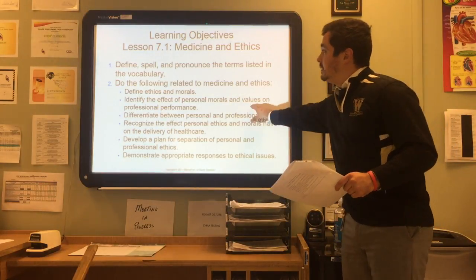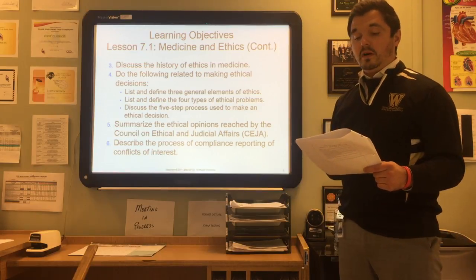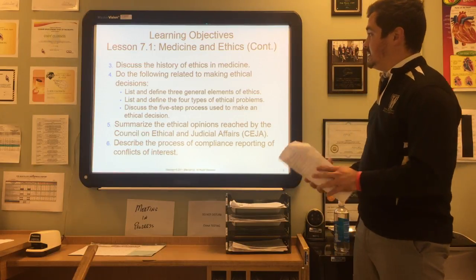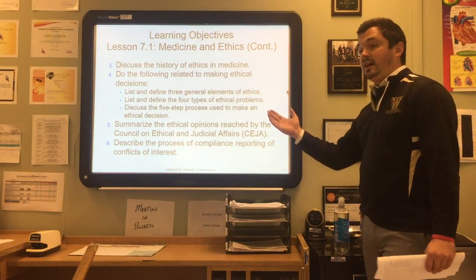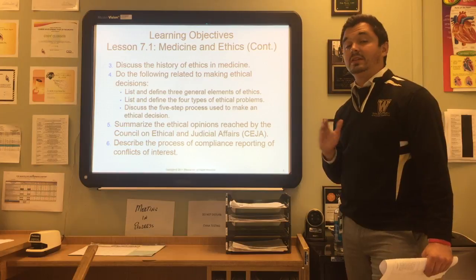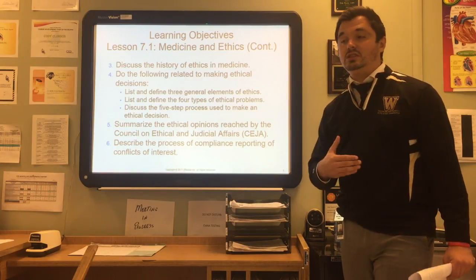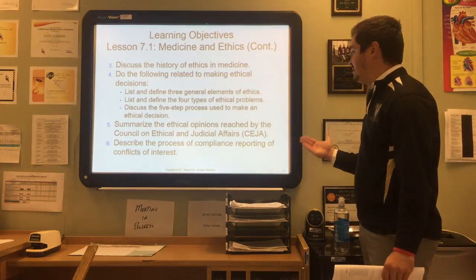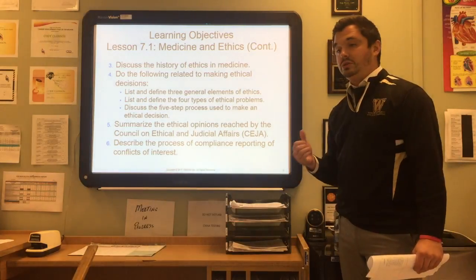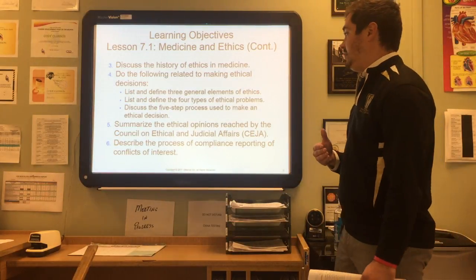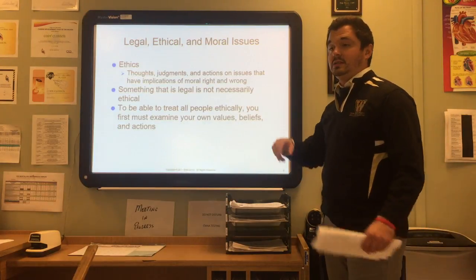We'll also need to be able to discuss the history of ethics in medicine, and do the following related to making ethical decisions. That's list and define 3 general elements of ethics, list and define the 4 types of ethical problems, and discuss the 5-step process used in making an ethical decision. We'll summarize the ethical opinions researched by the CEJA, I apologize for that, which is the Council on Ethical and Judicial Affairs, and we'll describe the process of compliance reporting of conflicts of interest.